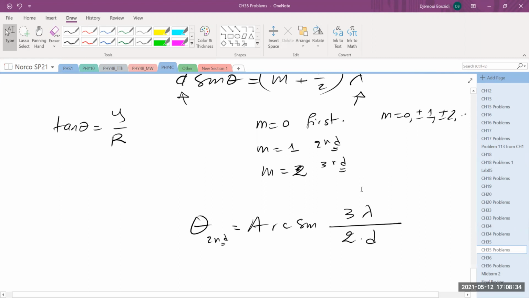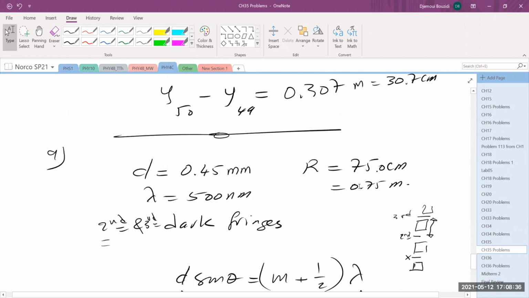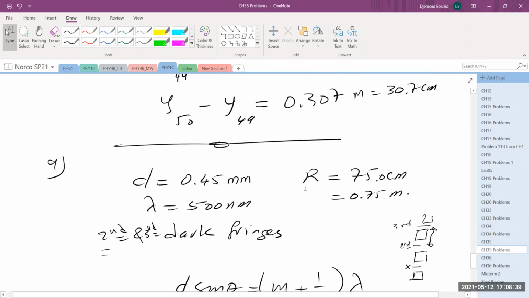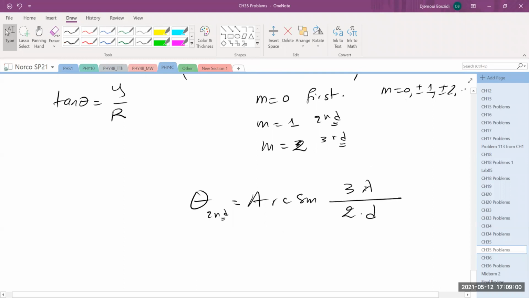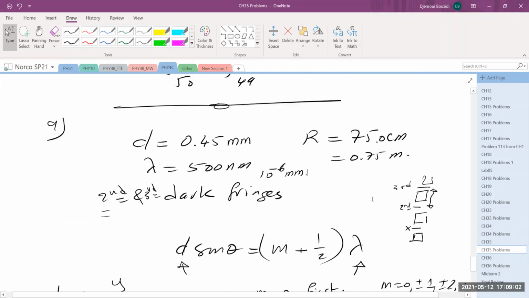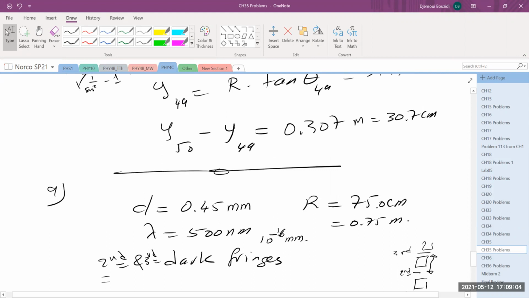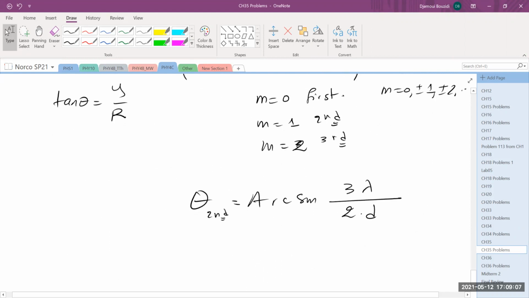Well, lambda is 500 nanometers and D is 0.45 millimeter. I need to convert things to the correct units, otherwise we have a problem. So the nanometer can be written as 10 to the negative 6 millimeter, because it's a millionth of that, and we're done. We don't need to convert into meters. Or if you want to, you can write this one as 10 to the negative 3 meters, and this one 10 to the negative 9 meters, just to make sure.